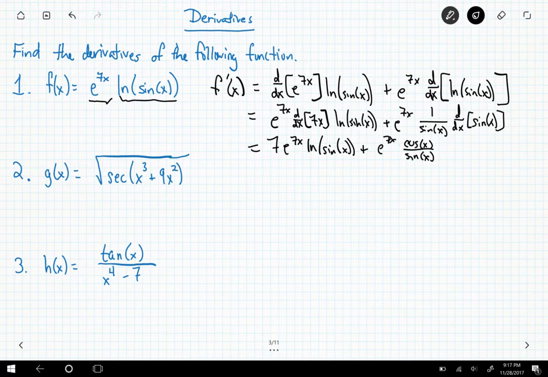This is a fine answer just as well, right? All of them work out the same. So that's how you take the derivative. And the same rules apply for our next one. You're going to have to use the chain rule.